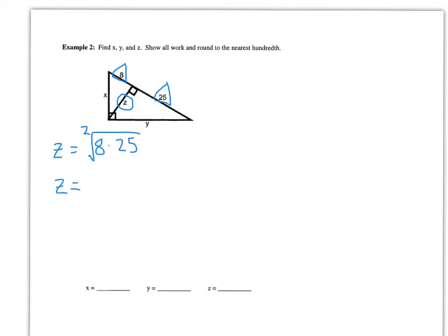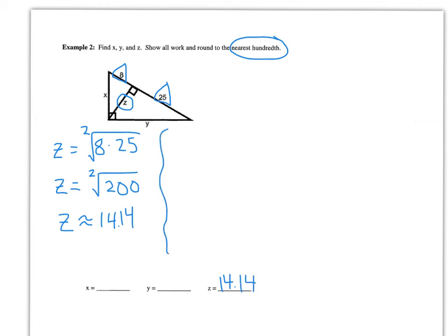Normally, we would find the prime factorization. However, in this problem, it asks us to round to the nearest hundredth. So we're going to use our calculator and approximate to the nearest hundredth. So in your calculator, put in square root of 200, and we get about 14.14. So that is our answer for z, which is an approximation. We are now going to use that answer to find x and y. Let's now go ahead and find x.